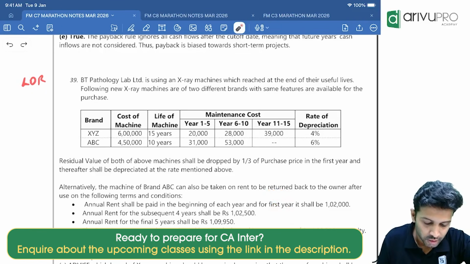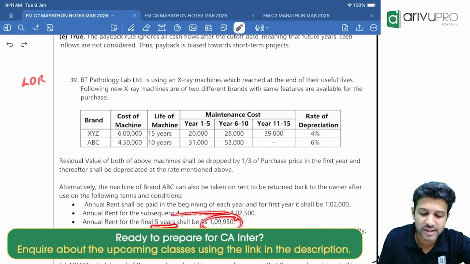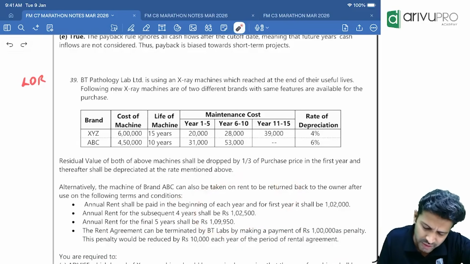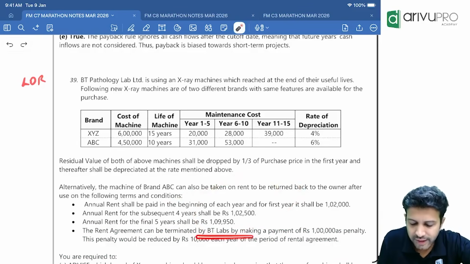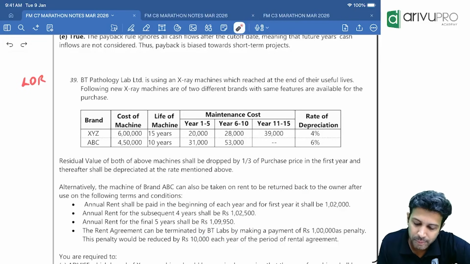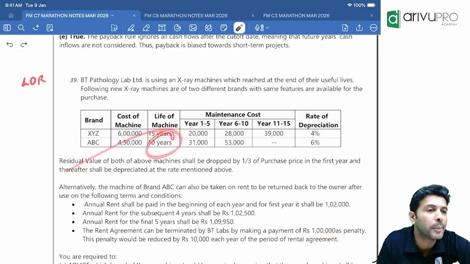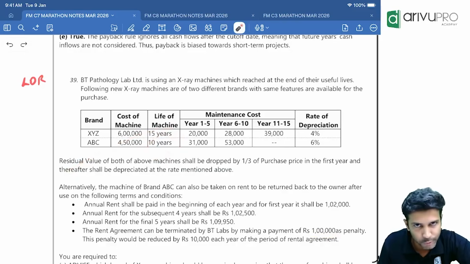Then for the next final 5 years rent is 1019. That is the breakup they've given: 10 rents, when you will pay, how much you will pay. Every year, same. The rent agreement can be terminated by BT Labs by making a 1 lakh payment as penalty. If you cancel the lease, you have to take the lease for how many years? 10 years. If you cancel, how much penalty do you pay? 1 lakh. But this penalty will reduce by 10,000 each year for the period of the rental agreement.